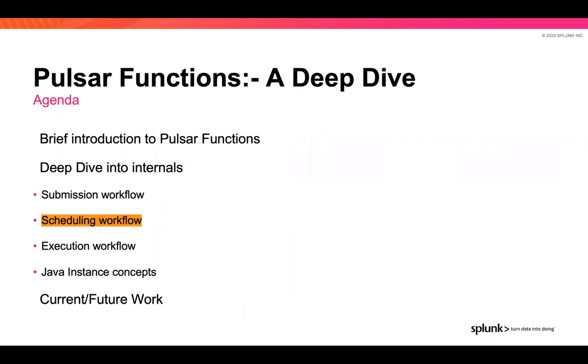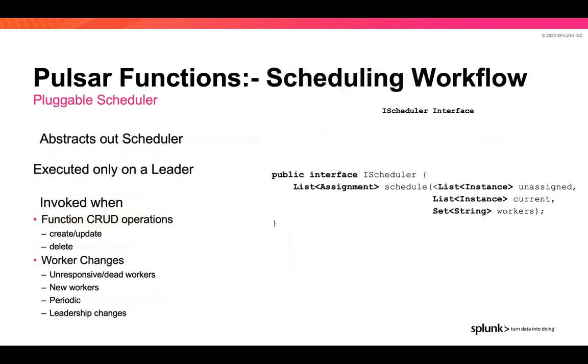So that covers submission. You've created the function, you've written the code, you've bundled it up with all your dependencies, you wrote your configuration, you've deployed it, it got rid of that metadata topic. Now we have to schedule it, right? So there's a scheduler interface. What scheduling basically means in this context is identifying a place for the function to run.